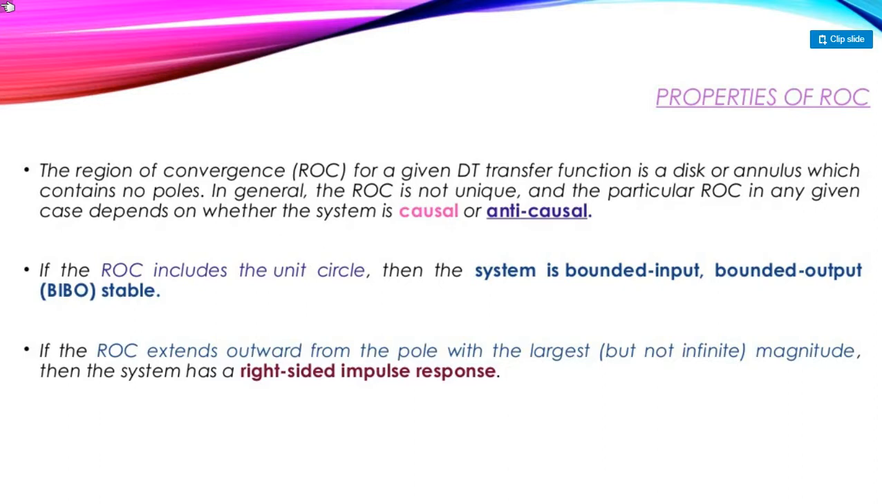If the region of convergence extends outward from the pole with the largest but not infinite magnitude, then the system has a right-sided impulse response. So what does it really mean that the region of convergence extends outward from the pole? If it extends outward from the pole with the largest magnitude, then the system has a right-sided impulse response, and if it goes on a different path, then it is known as the left-sided impulse response. Let's understand this with a few pictures.